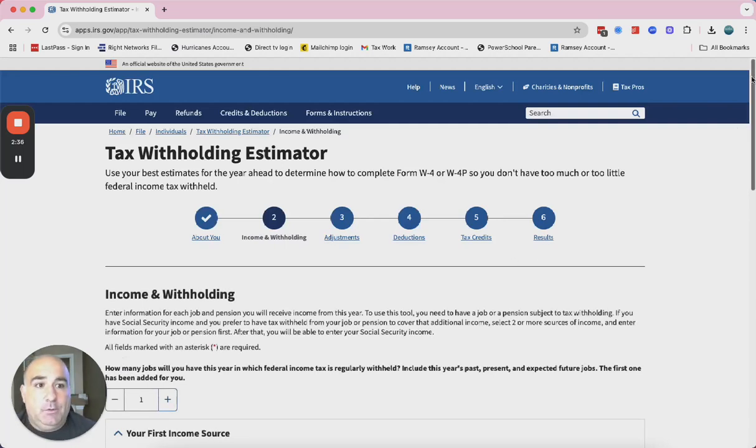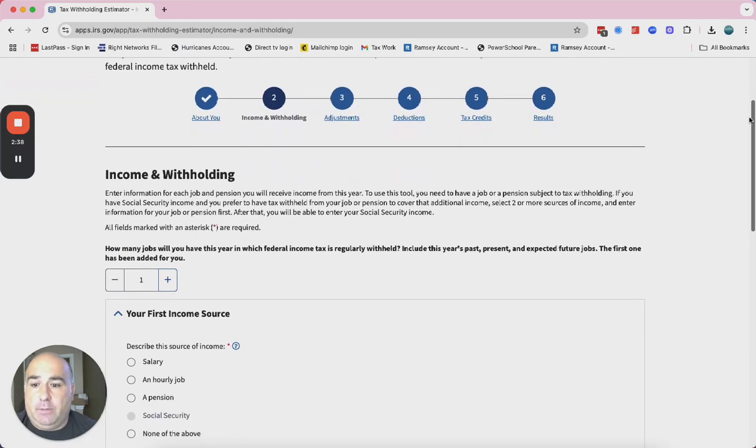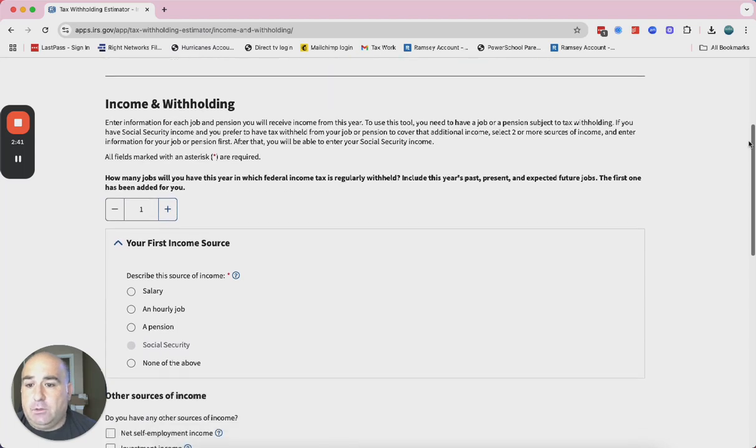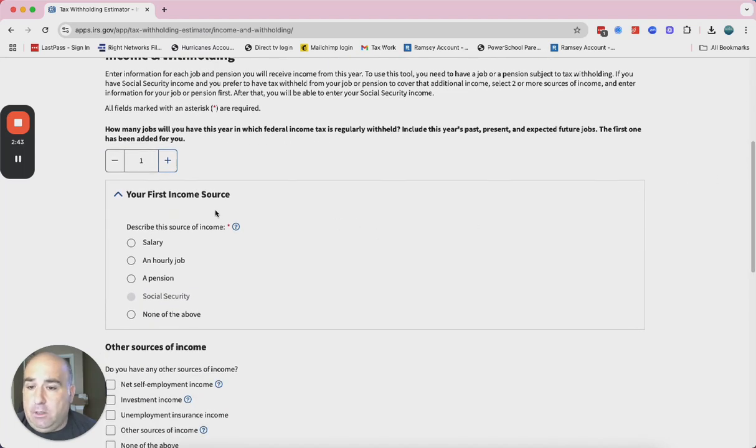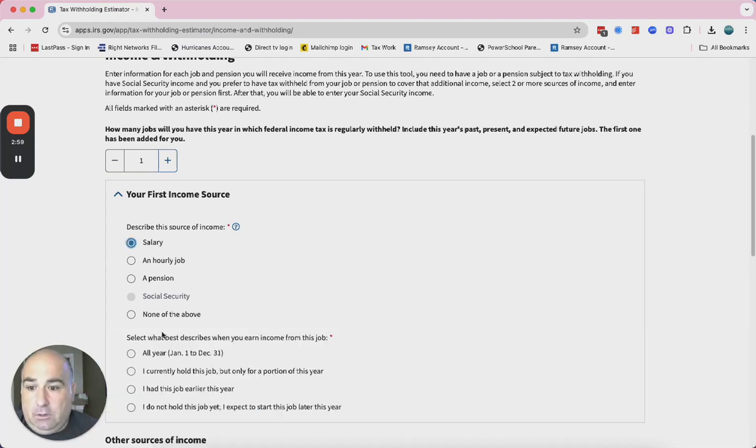So income and withholding. This is where you're going to need your most current pay stub. The first income source is either the taxpayer or the spouse, however you want to designate. Just remember who your first and second is, because at the end it'll provide information on how to adjust withholdings, and it'll use the first income source or the second income source. So this person has a salary. I'm sorry, they have an hourly job.